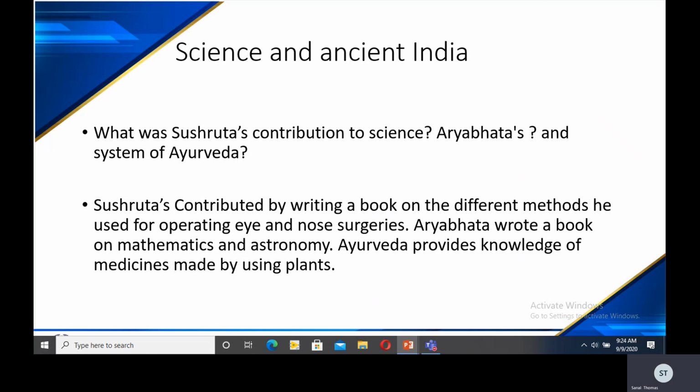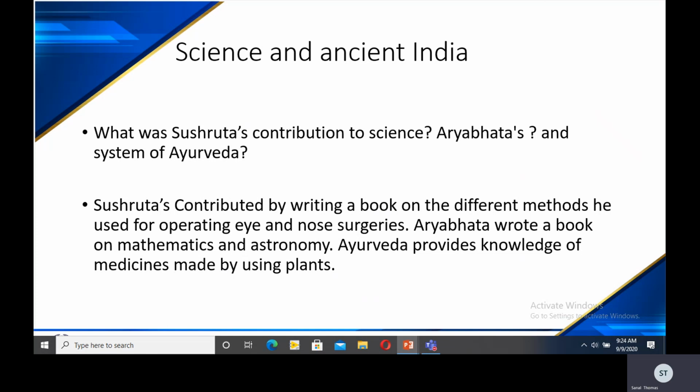Now we'll come to science and ancient India. Let me ask you one question. Do you usually go to a doctor to treat cold and cough? What can you do at home to cure it? Usually we do not go to a doctor to get medicine for cold and cough, right? We may eat some ginger or honey to cure it, we try at home itself, and if it becomes serious then we go to the doctor.